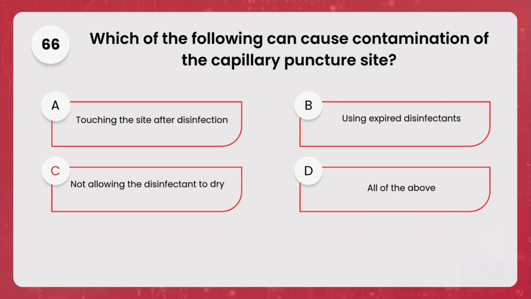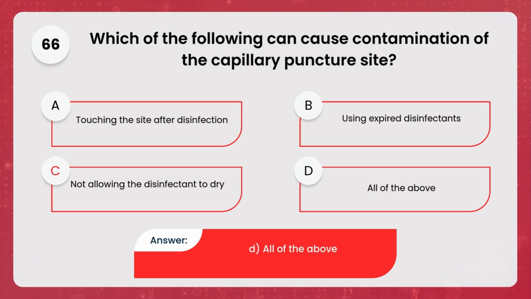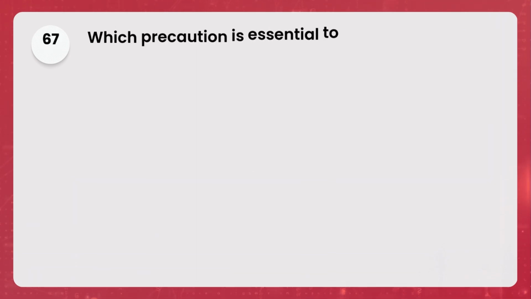Number 66. Which of the following can cause contamination of the capillary puncture site? A. Touching the site after disinfection, B. Using expired disinfectants, C. Not allowing the disinfectant to dry, or D. All of the above? The answer is D. All of the above.